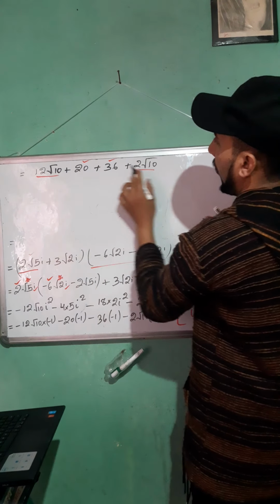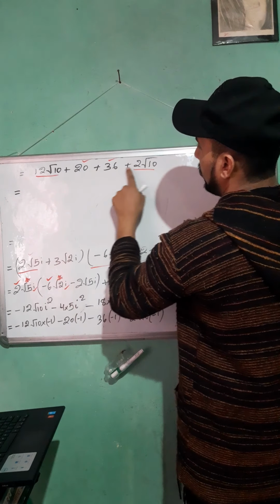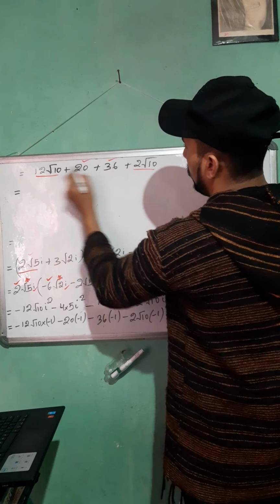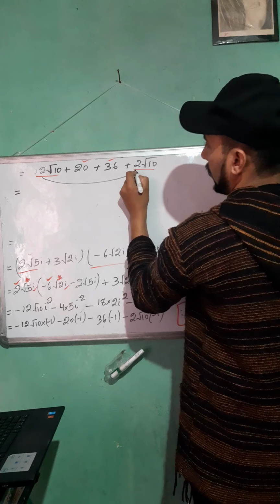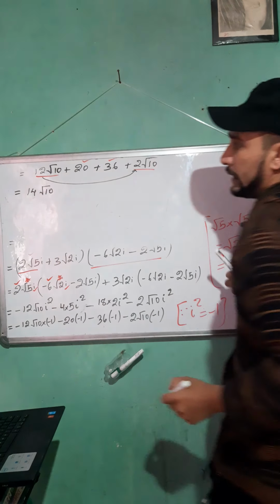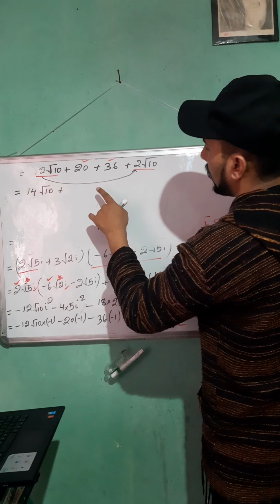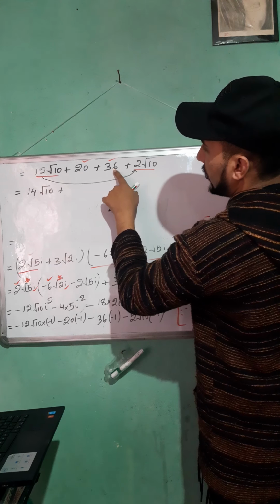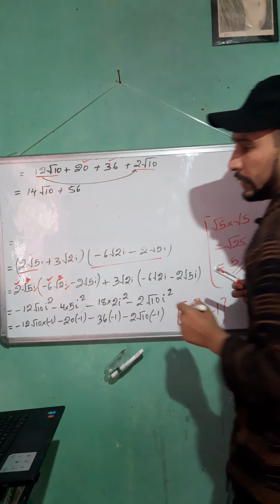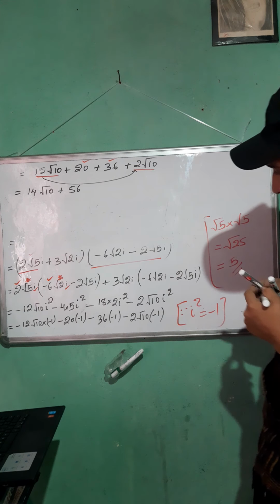Now these two will be added. So 12 root 10 plus 2 root 10. Root 10 remains as it is. You have to add the numbers only. 12 plus 2 is 14, root 10 remains as it is. Plus 20 plus 36, 56.